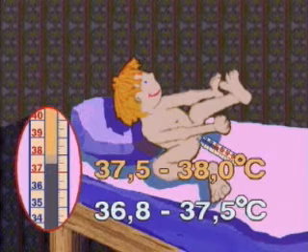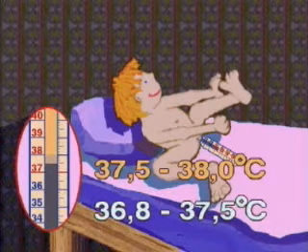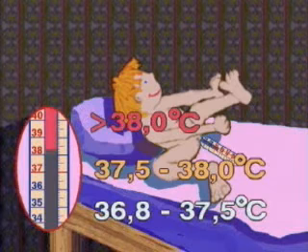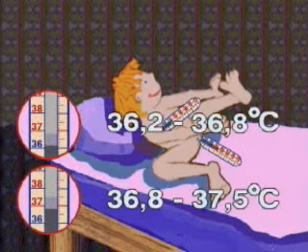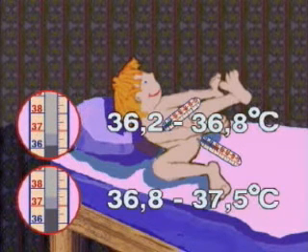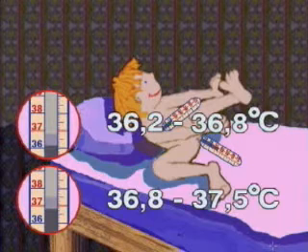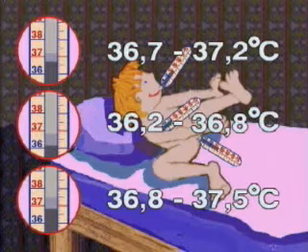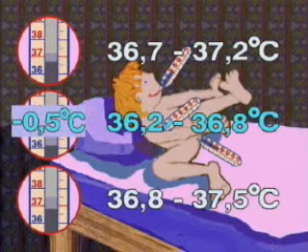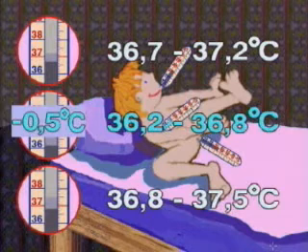Temperatures between 37.5 and 38 degrees are defined as a raised temperature, whereas a rectal temperature of over 38 degrees is by definition fever. The normal axillary temperature is between 36.2 and 36.8 degrees Celsius, and the oral temperature is between 36.7 and 37.2. Note that the axillary temperature is around half a degree lower than the rectal or oral figure.